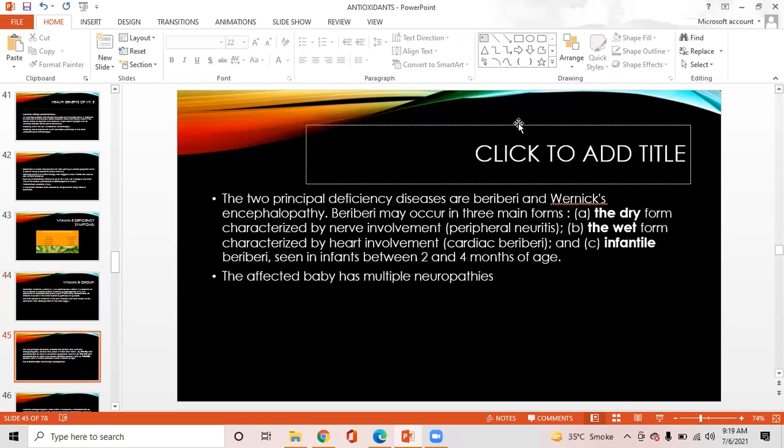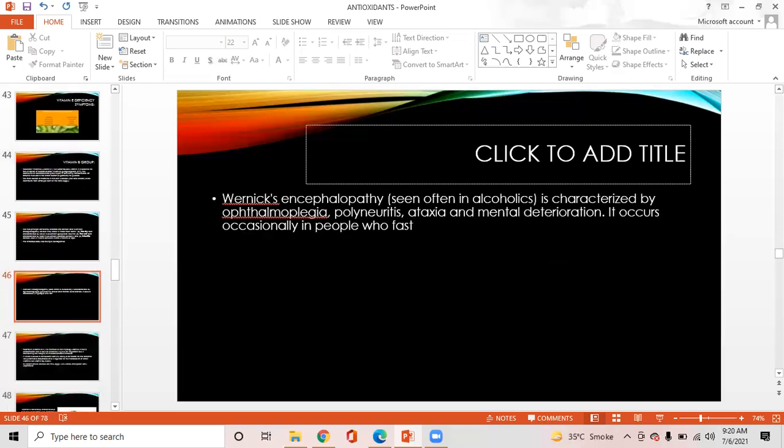The two principal deficiencies that can be caused by thiamine are beriberi and Wernicke's encephalopathy. Beriberi can occur in three forms: dry, wet, and infantile. The dry form is characterized by nerve involvement, peripheral neuritis. The wet form is characterized by heart involvement, cardiac beriberi. Infantile beriberi is seen in infants between 2 to 4 months of age. The affected babies have multiple neuropathies.